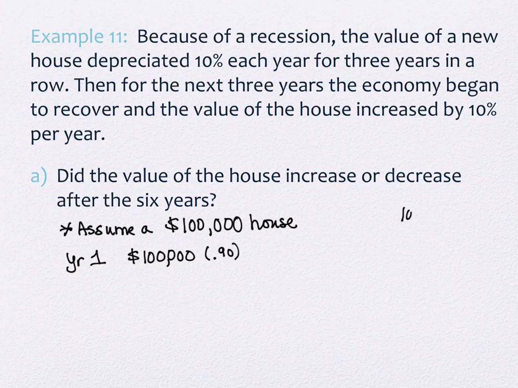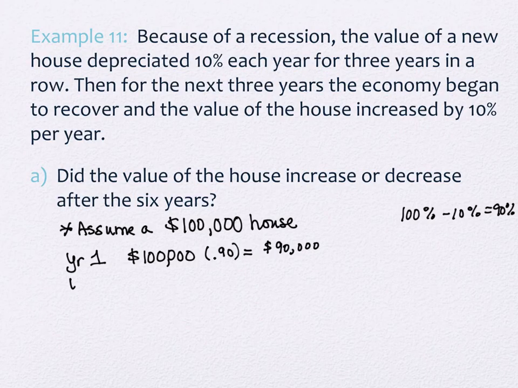So if I take 100% minus 10%, I have 90%, right? That's where that 0.9 is coming from. It's 90%. So if I multiply this, I have now a house that's worth $90,000. Does that make sense? Okay?